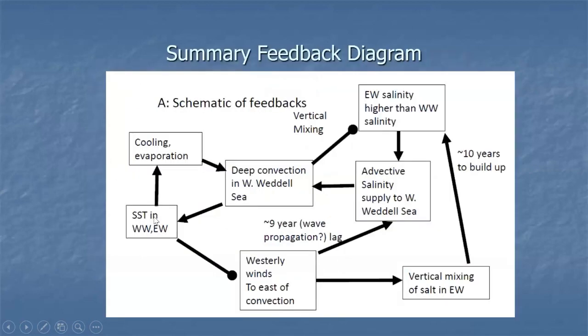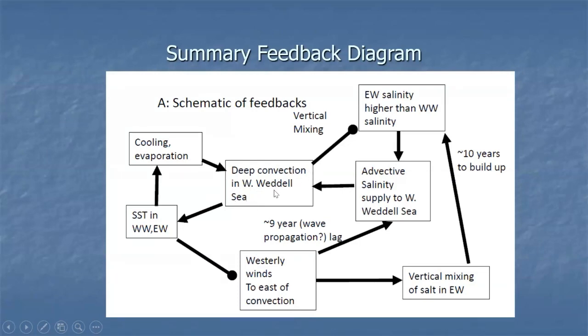Okay. The feedback diagram that emerges is complex. Basic idea is that when you have deep convection of the Weddell Sea, it warms. I should say these feedback diagrams have arrows when there is a positive relationship, so that an increase in one thing causes an increase in another. They have circles where there's a negative relationship, so an increase in one thing causes a decrease in another.